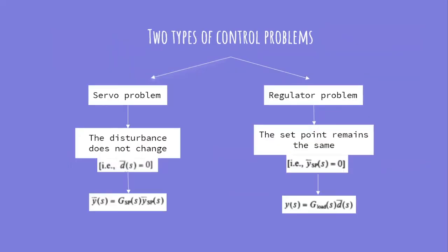So we have two types of control problems, which are the servo problem and the regulator problem. For the servo problem, the disturbance does not change, where the disturbance is equal to 0. So the equation will become like this. And for the regulator problem, the set point remains the same, where YSP is equal to 0, and the equation will become like this. We will be considering only the disturbance.